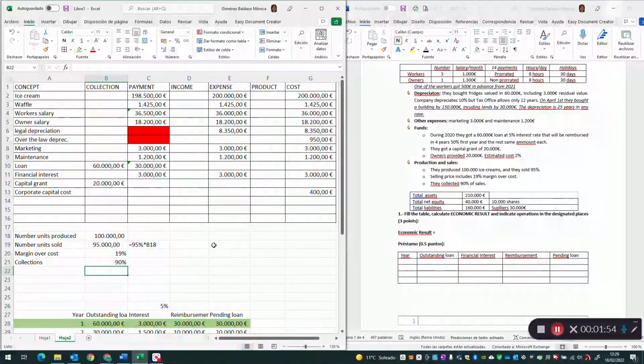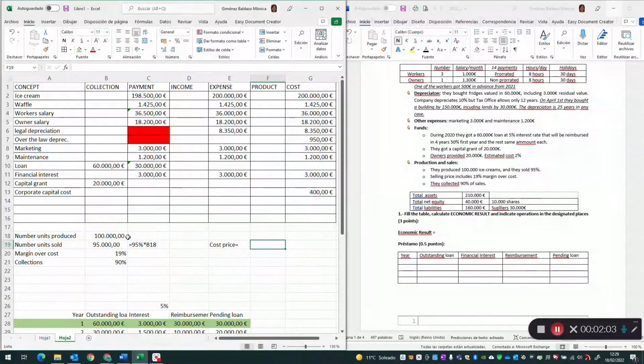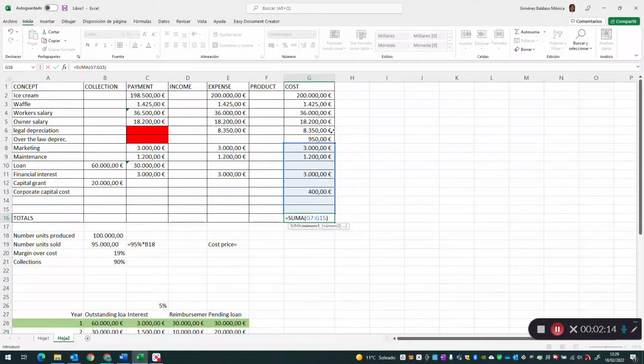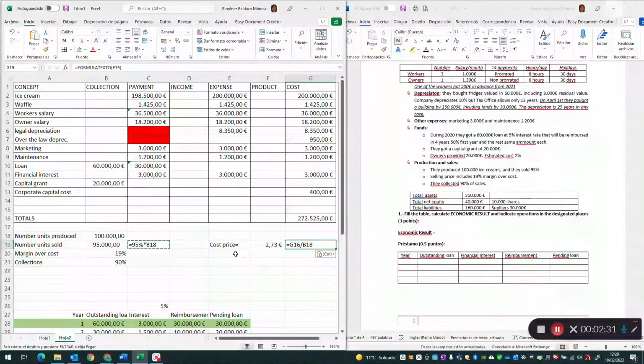So we're going to calculate first what we call the cost price. Cost price is the result of dividing the total cost by the number of units produced. So first, we're going to need total cost. We're going to add all this column like this. Good. Now we have the total. So cost price is going to be dividing total cost by number of units produced. We're going to work just with 2 decimals because these are euros. This is money.